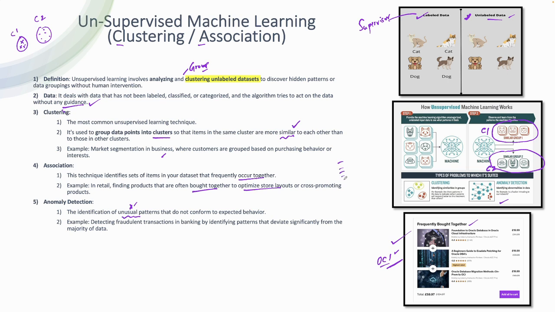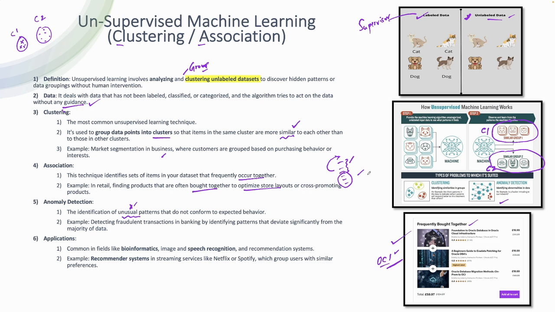Let's say you look at various transactions and you see this set of transactions fall in a specific category, and these are different ones. So you can easily make out that there is a different behavior. This is a different pattern and this is a different pattern. So you can detect fraud transactions in banking by identifying the patterns that deviate significantly from the majority of the data.